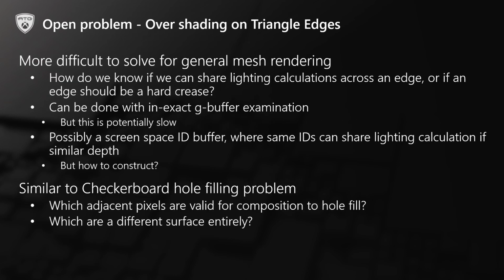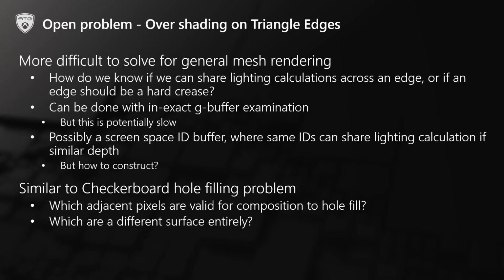Unfortunately, this is a bit more difficult to solve for general mesh rendering. We have two triangles with different coverage but very similar depths. How do we know that you're allowed to share lighting calculations across a particular edge? This could be done, as I mentioned at the start of the talk, with inexact GBuffer examination. However, this is very slow.